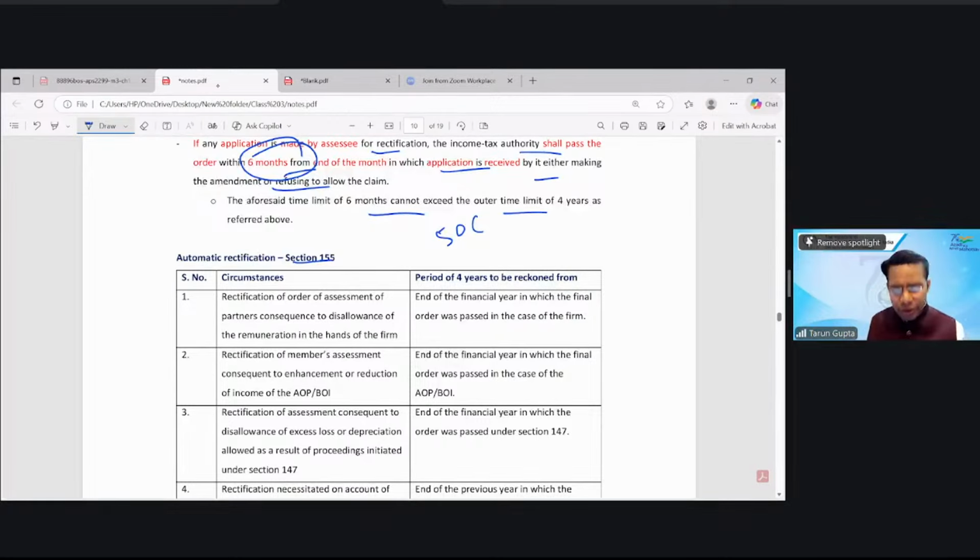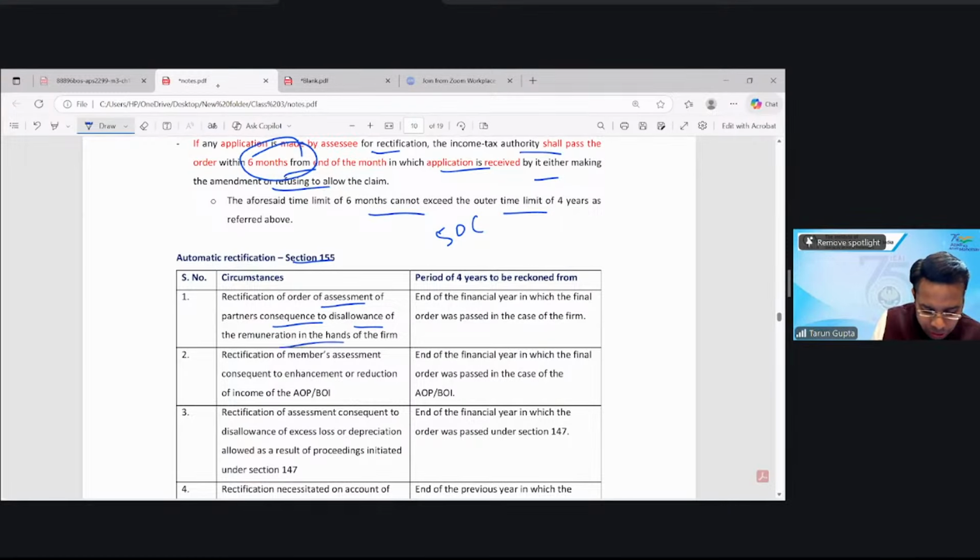We'll do one by one, you will understand. The only thing which we need to see is from where the 4-year period shall be reckoned. From which date we will start counting the 4-year period. Okay. So first is rectification of order of assessment of partner.